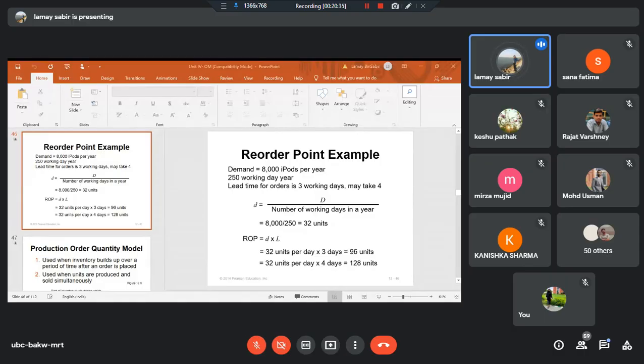Keshu, lead time is very simple. You place the order and there would be some time lag between placing the order and getting the order. That waiting time is the lead time.